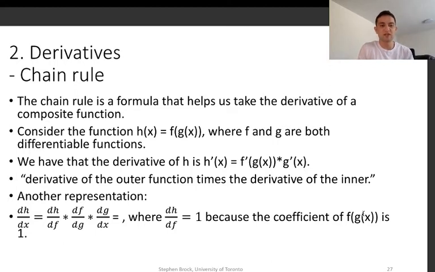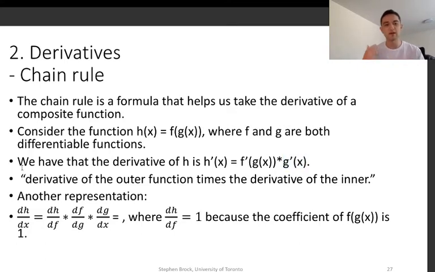So consider the function h of x, which is equal to f of g of x, where f and g are both differentiable functions. We have that the derivative of h is h prime of x, which is equal to f prime of g of x times g prime of x. So we're basically taking the derivative of the outer function, f of g of x, it's just going to be f prime of g of x, and then we're going to take the inner function, g of x, and take the derivative of that with respect to x.